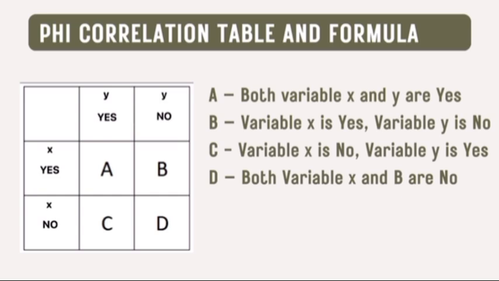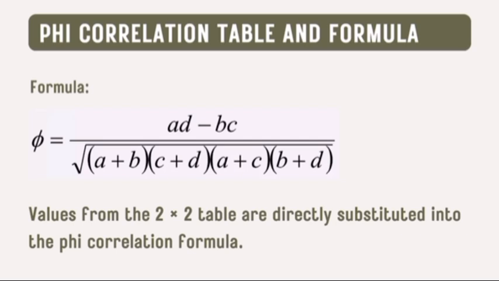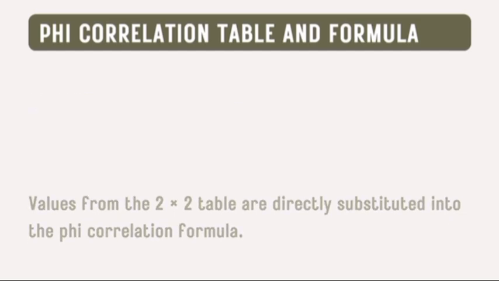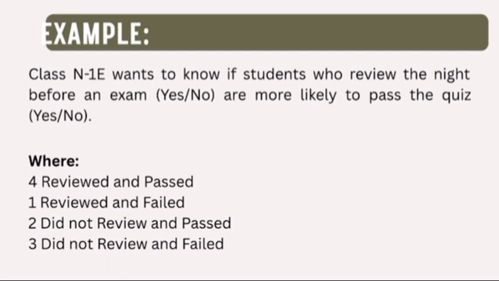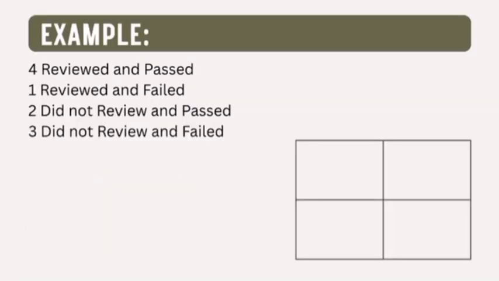After understanding the table, let's move on to the Phi correlation formula. Now, this is the Phi correlation formula. Don't be intimidated. All we have to do is substitute the values from the 2 by 2 table into this formula. To understand it better, let's look at the example. 4 students reviewed and passed, 1 reviewed and failed, 2 did not review and passed, and 3 did not review and failed. First, let's construct the table.